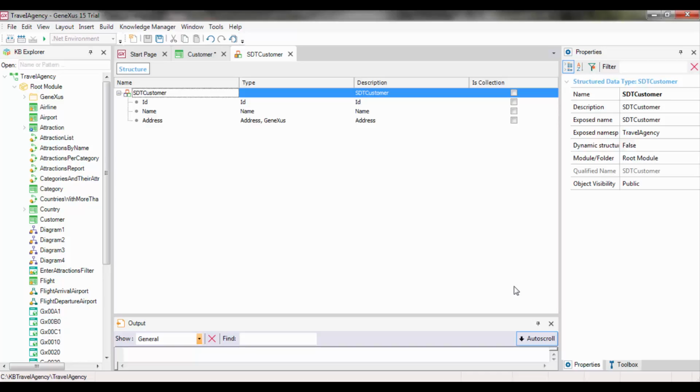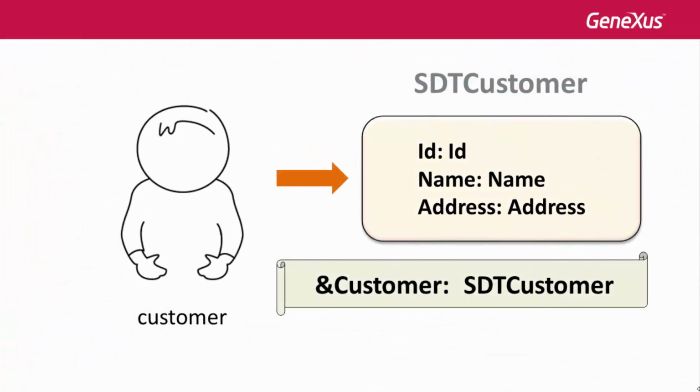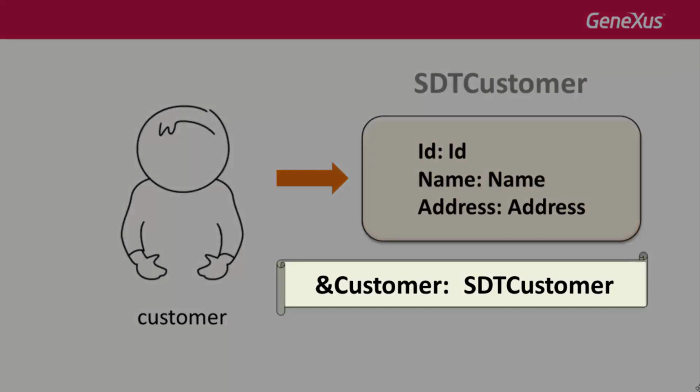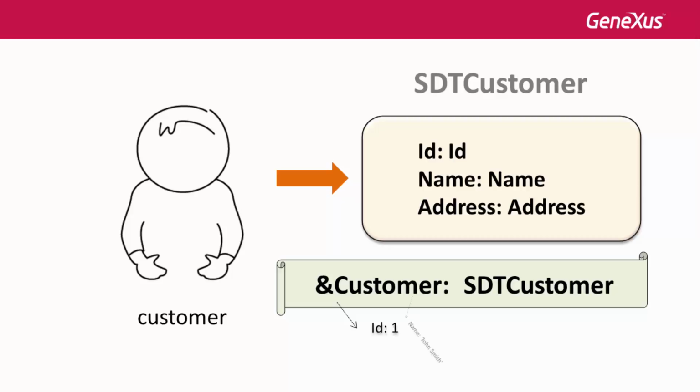On the other hand, we can't use a structured data type to define an attribute because they can only store simple data. For example, if we want to save a customer's details in memory in a certain object to use them later, we could define a variable customer of SDT customer type and then load the variable with a customer's details. Let's see this in GeneXus.